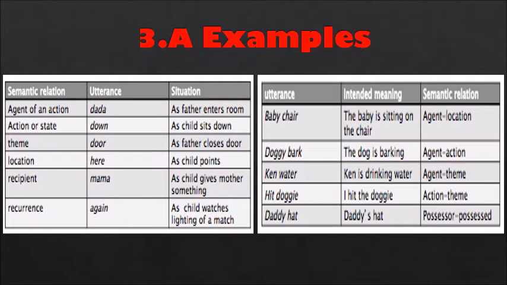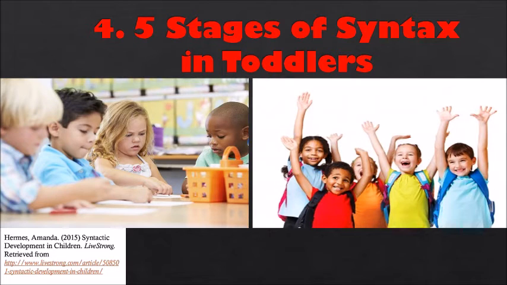Now the image on the right shows more of a telegraphic syntax or two-word speech. For example, to say the dog is barking, the child's utterance would be doggy bark. In this manner, what they want to communicate is using the semantic relation agent plus action.